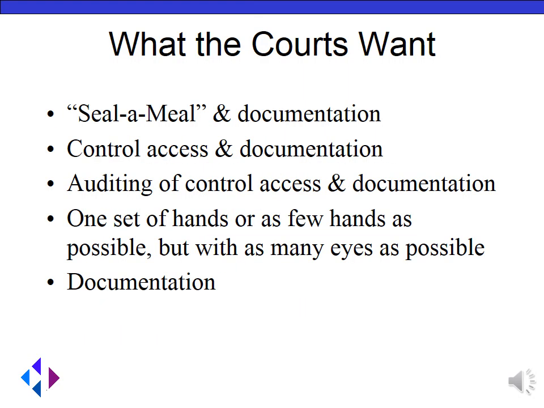So as we wind this down, let's review. What does the court want? They want seal and meal and documentation. Basically, that means they want to make sure that the evidence that was collected was properly sealed up so nobody else could touch it, unless they filled out a chain of custody form. Controlled access and documentation. Who had access to the evidence and where? And what is it documented as to who had access to it?